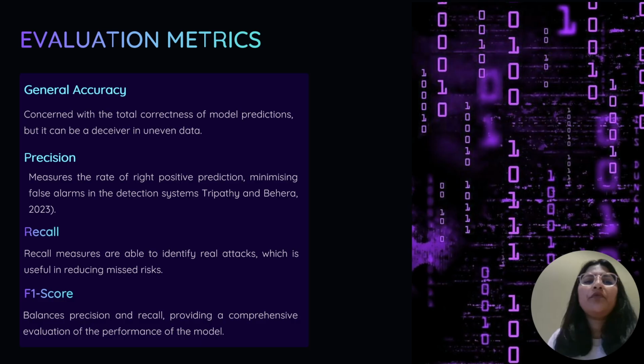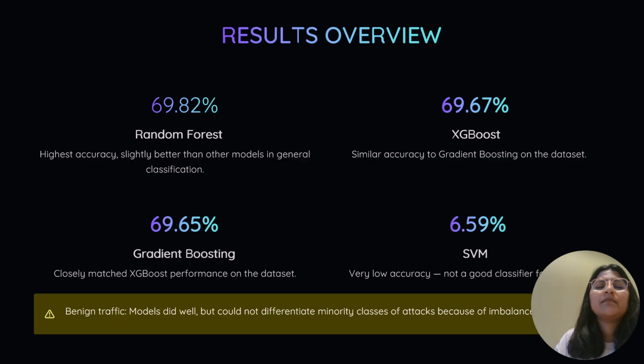So measurement of model performance is done in terms of evaluation metrics. Accuracy is an indicator that shows overall correctness, but not for imbalanced data. False alarms are minimized by precision, and recall helps eliminate missed attacks. F1 score balances both.